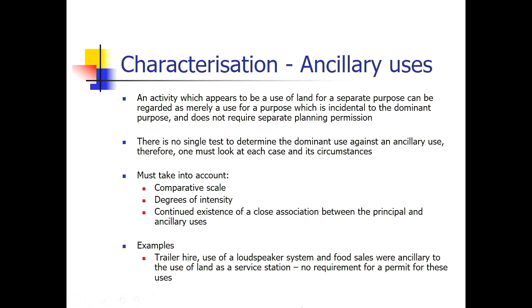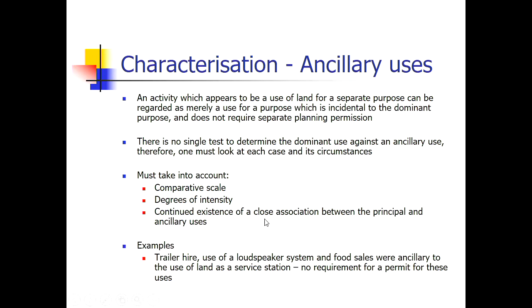Other matters that you might want to think about, and there's plenty of other cases that go into this in more detail, and it's probably a bit beyond the scope of this subject, but sometimes matters of scale can be important. How much floor space is taken up by a particular activity or purpose? How much impact does it have? That could be noise or vehicle movements or vibration, all of those sorts of things. So they might be part of the considerations for whether or not it's ancillary.